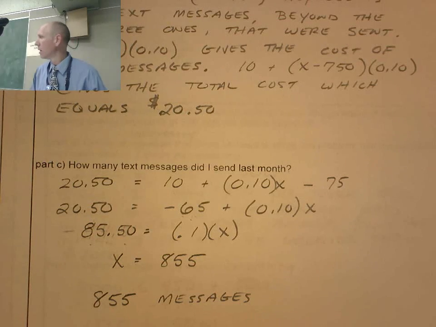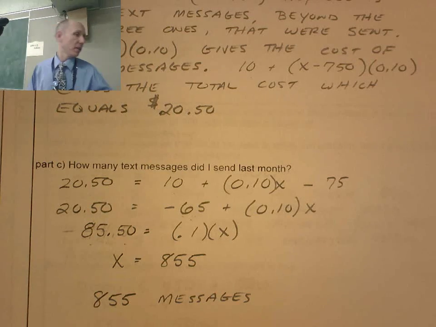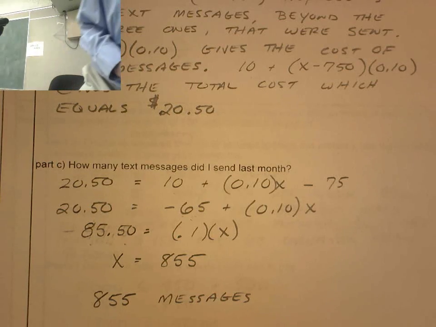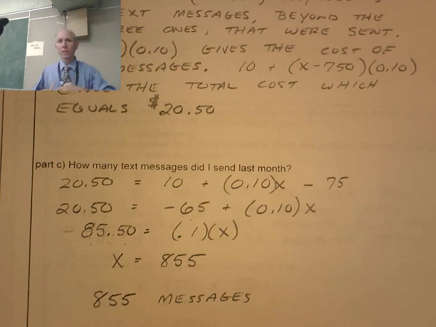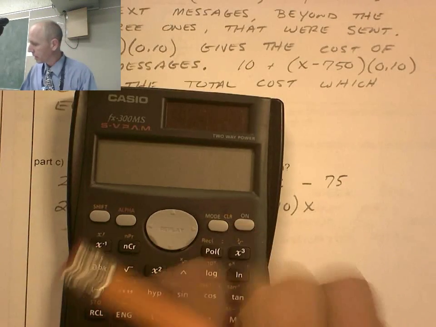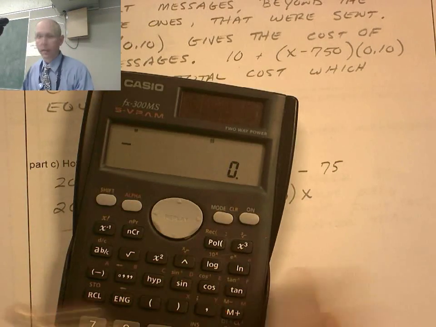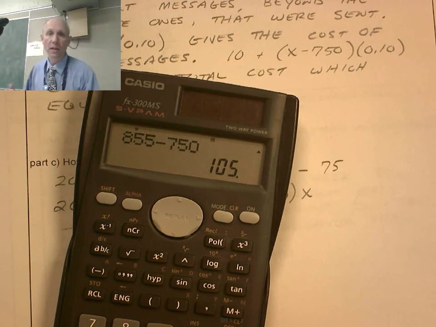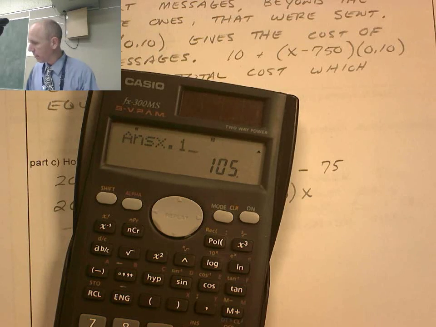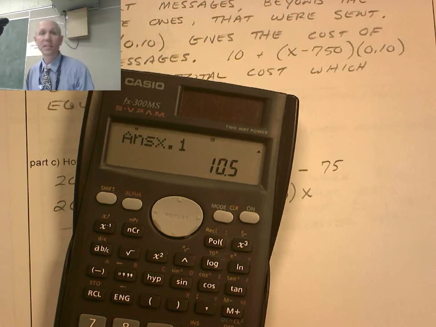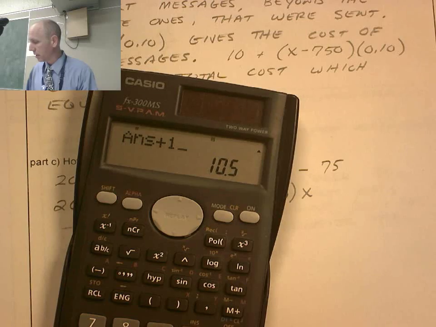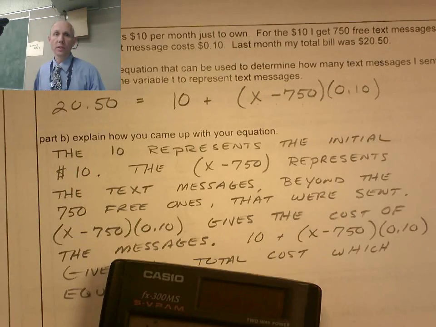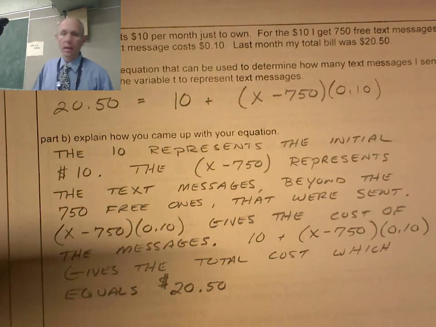Let's just double check that to make sure it works. So I'm saying 855. 855 minus the 750 free ones means I'm paying for 105 messages times a dime. So $10.50 just for the messages, plus $10 just to have the phone, $20.50, which is what it's supposed to be. Excellent, that's the last one.